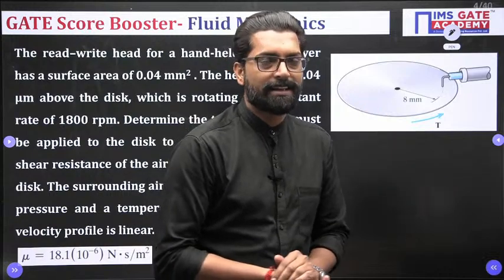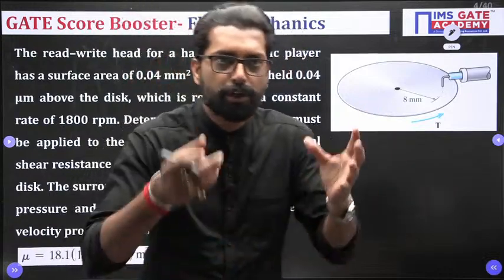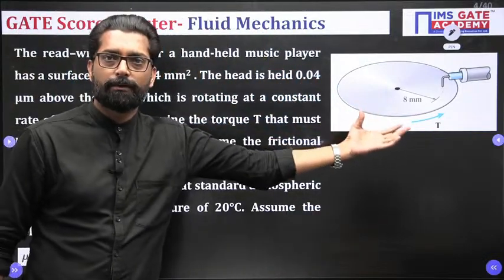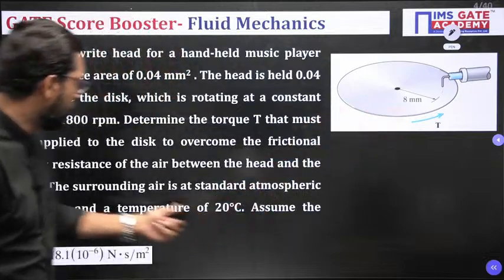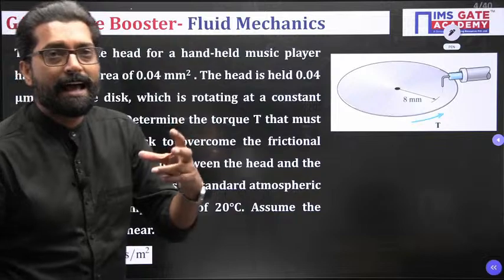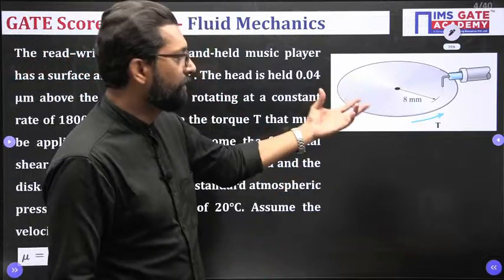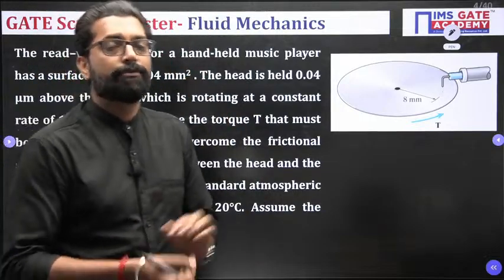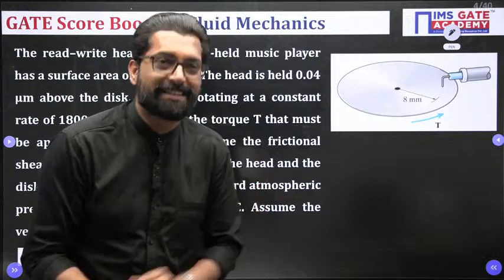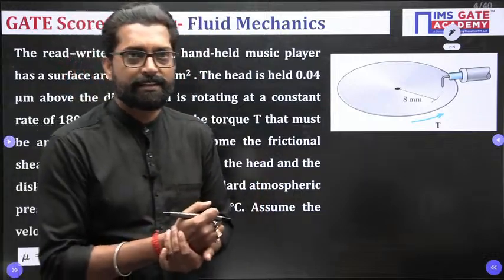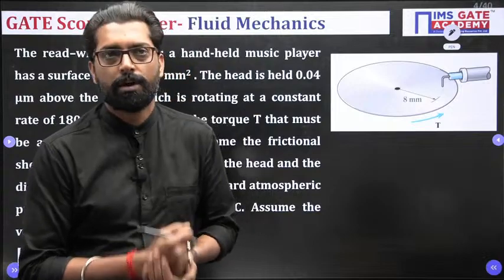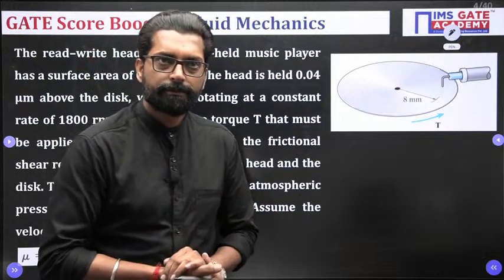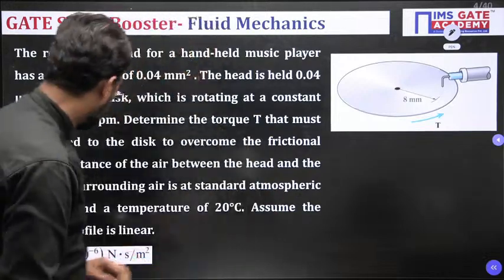How to find the shear stress? You have to find the shear stress according to Newton's law of viscosity. How do we decide that Newton's law of viscosity is applied? Because there is air, and we assume air as a Newtonian fluid, so we can easily apply Newton's law of viscosity. From it you can find the viscous shear stress, then the viscous force, and once you have the viscous force, you can easily find the torque. Is this clear? So start this one.